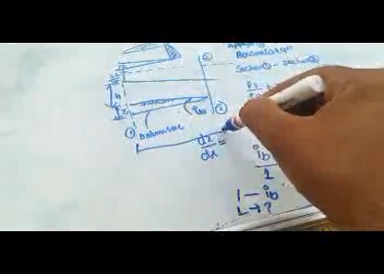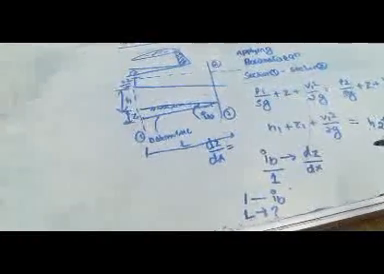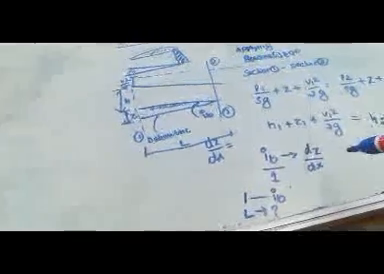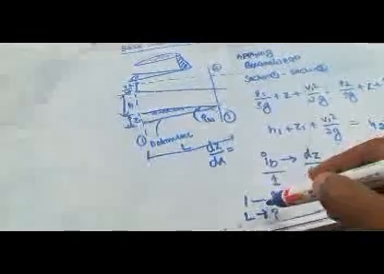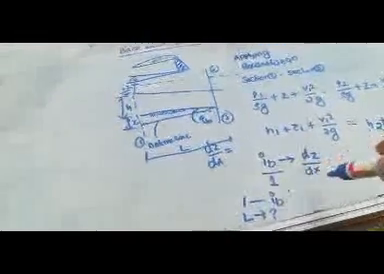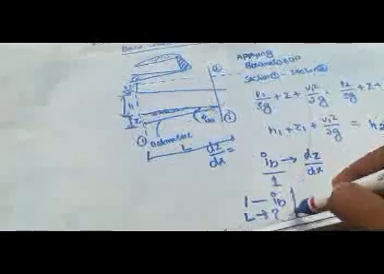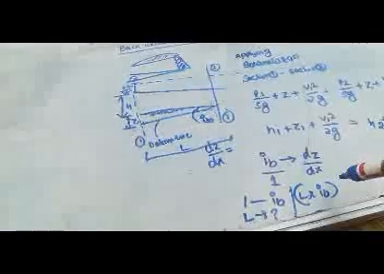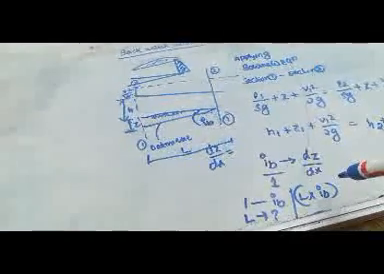What about the total length? Total length means from here to here, the channel length L. What is the change that will happen over the total length? That we need to find out. So how can we write it? Cross multiplication, L into IB. So L into IB for that one.